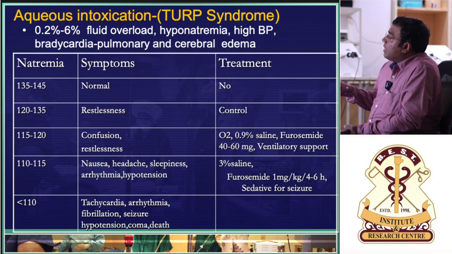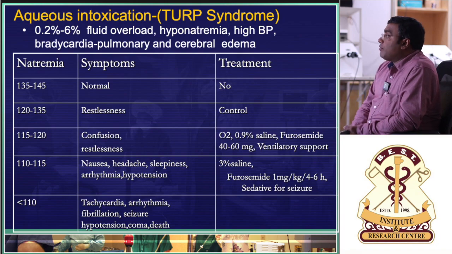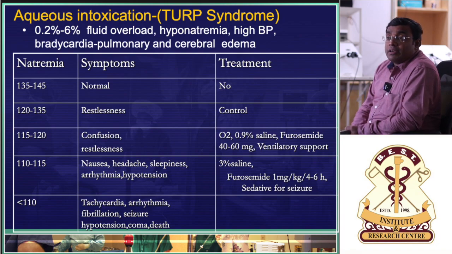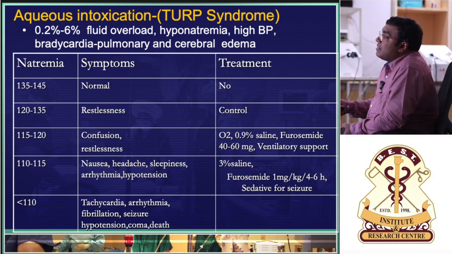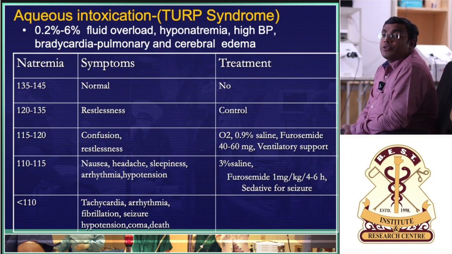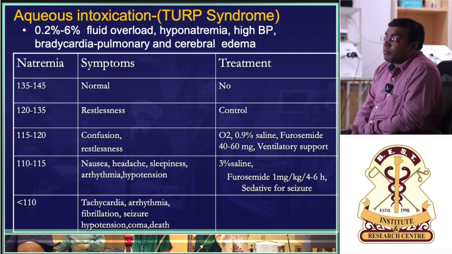Furosemide, Lasix, is given at 1 mg per kg body weight every 4 to 6 hours. You can even sedate the patient for prevention of seizures. When the level is less than 110, arrhythmias, fibrillation, seizure, hypotension, coma and death are possible.